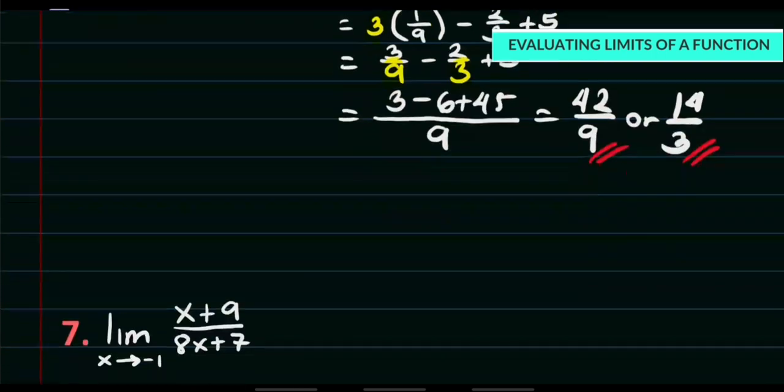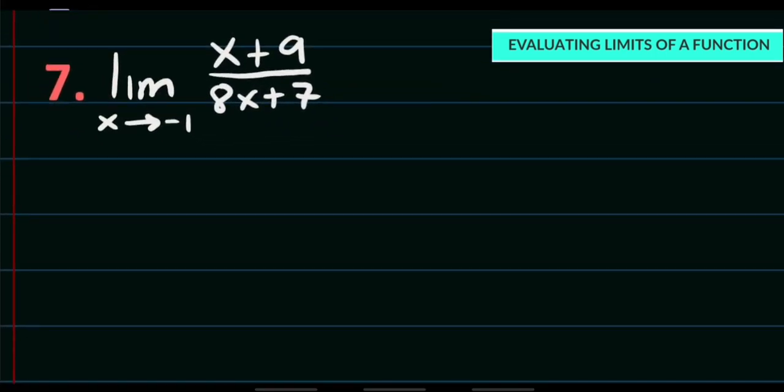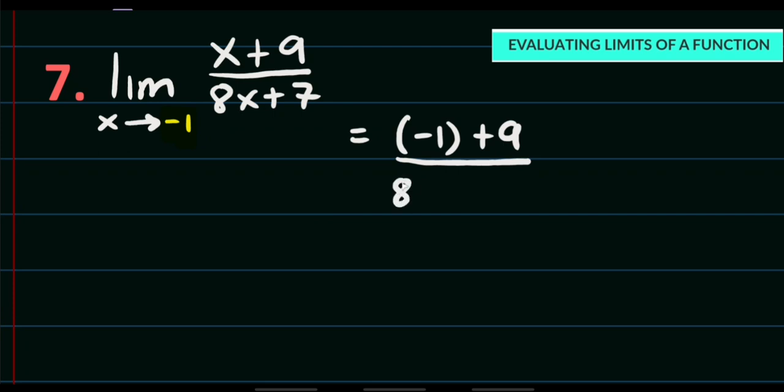Okay, last one. How about rational? Evaluate the limit of x plus 9 all over 8x plus 7 as x approaches negative 1. So the constant right now is a negative number, that is negative 1. Same rule, so let's apply evaluation. The numerator is x plus 9, so meaning x or negative 1 plus 9 all over denominator naman tayo, 8x or 8 times negative 1 and then plus 7.